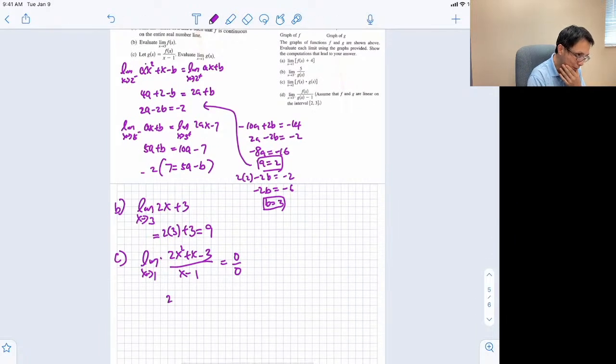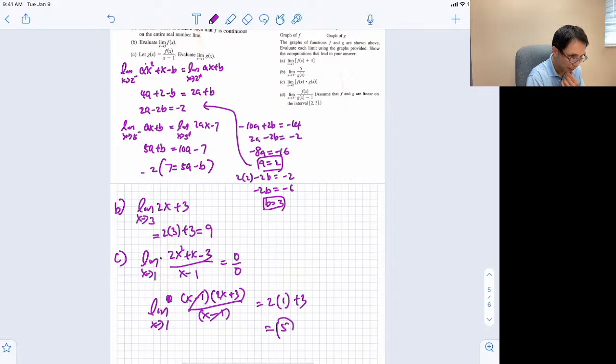If I plug in 1 here, it's going to give you 0 over 0. So I know one of the factors is x minus 1. If I do a box method, this one is 2x plus 3 over x minus 1, and this one will cancel out. The limit as x approaches 1 is going to be 2 times 1 plus 3, so it's equal to 5. Does that make sense? Yes. So b is a, and c is a continuation. That's why I say c is extra credit. B I only give 2 points here, and c I give 3 points if you can continue, because you need to factor and cancel.